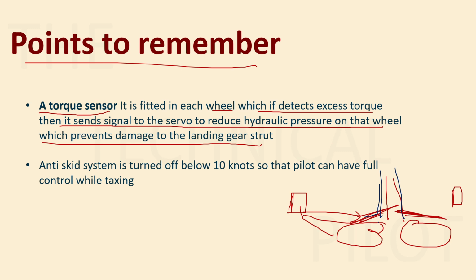Then we have: the anti-skid system is turned off below 10 knots. This is not fixed, but usually below 10 knots the aircraft automatically turns off its anti-skid system, so the pilot can have full control while taxiing, right? At slow speed, below 10 knots, the aircraft is obviously not at risk of skidding, right? So the anti-skid system goes to sleep mode, turns itself off, so the pilots can easily maneuver the aircraft themselves at such a low speed. While taxiing, the pilots want full control. That's why the anti-skid system is turned off.